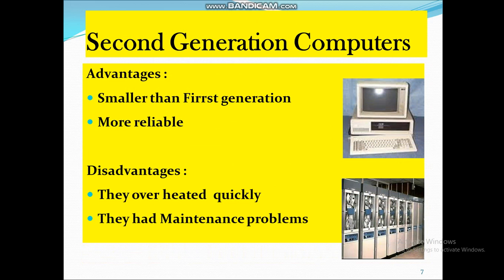Now, advantages and disadvantages of the second generation computers. Advantages: number 1, smaller than first generation, and number 2, more reliable. Disadvantages: number 1, they heated up quickly, and second, they had maintenance problems.